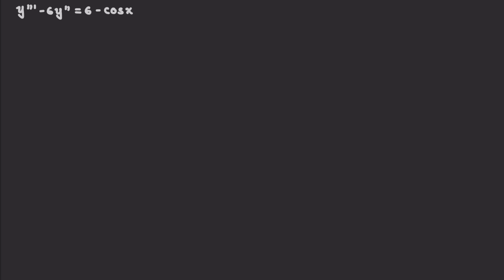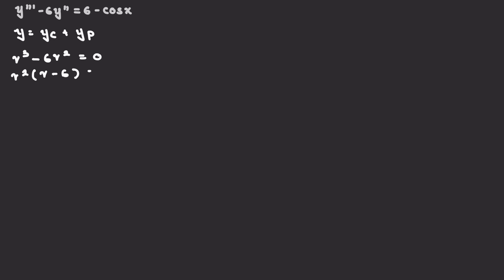So first of all, let's begin by writing down our superposition principle as we did in the previous problems. And we begin by solving our homogeneous part, which is our yc, which is r cubed minus 6r squared equals 0. And we can factor out the r squared, which is r minus 6. And we get here r equals 0 as one solution, and r equals 6 as another solution.